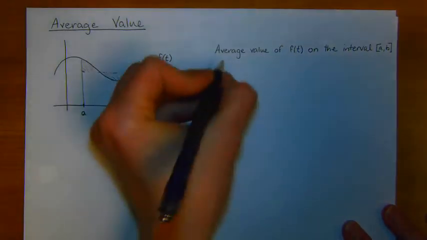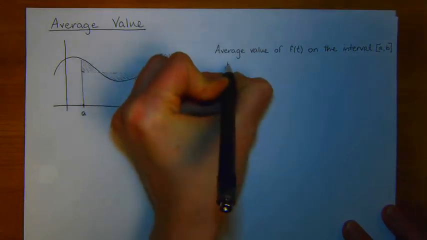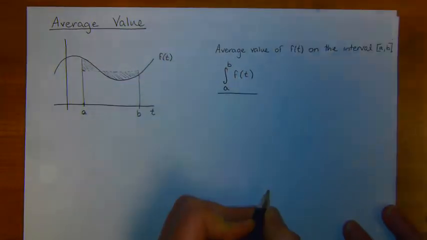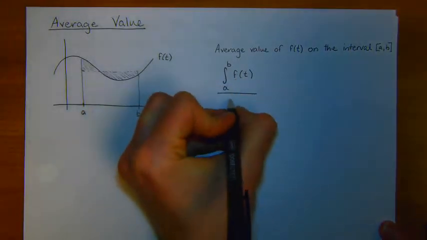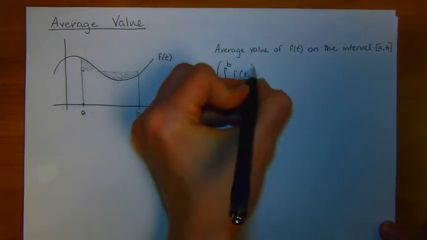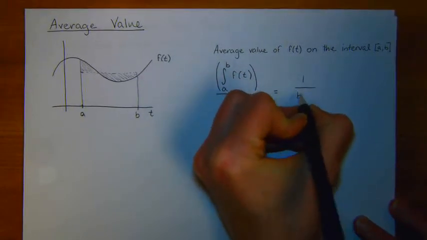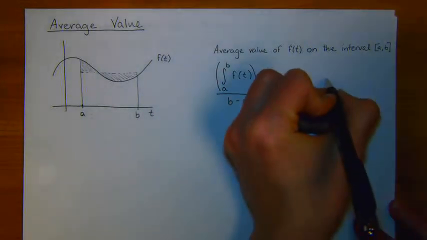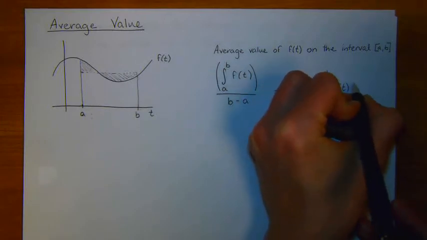Mathematically, an average value is going to be the total quantity under the curve, which is the integral from a to b of f of t, and then I'm going to divide it by the interval of time that has elapsed. In this case, the difference in time values is going to be b minus a. Because this is a messy fraction, a cleaner way to write this is that the average value is given by 1 divided by b minus a, times the integral from a to b of f of t dt.